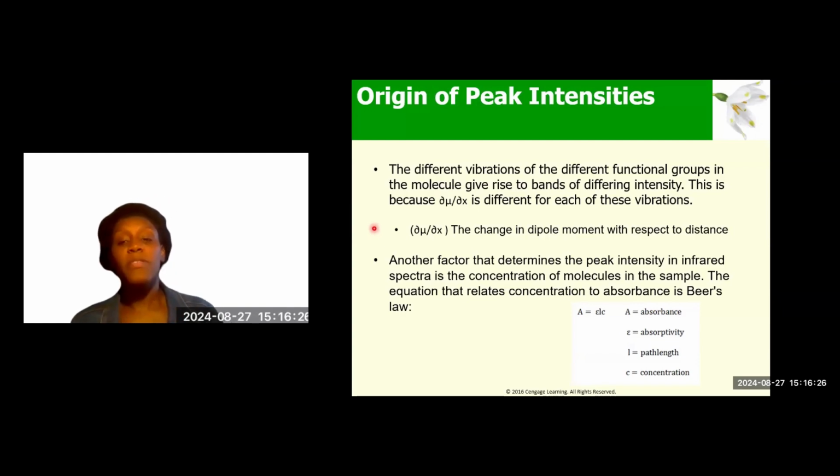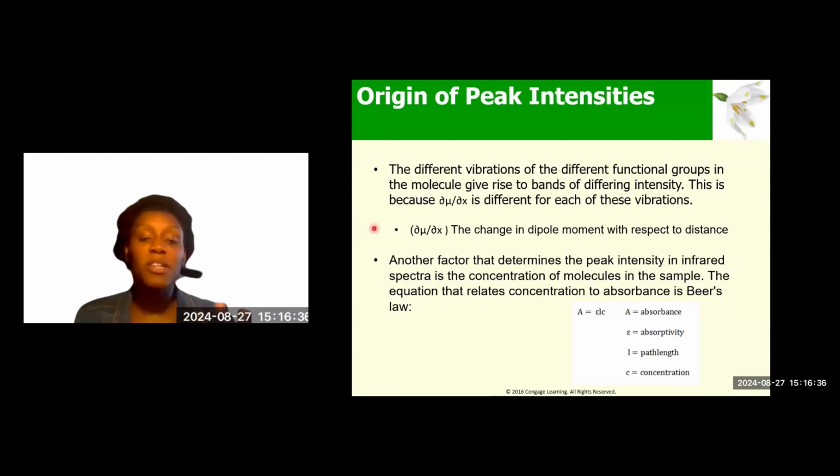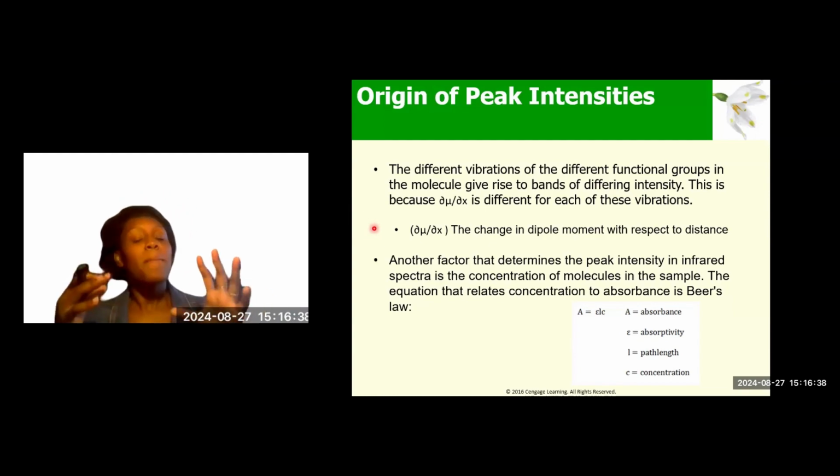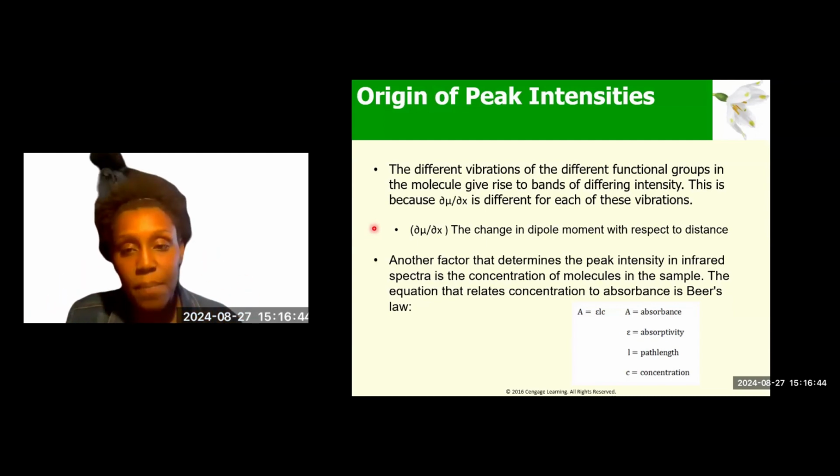All right, so this slide is talking about peak intensity. So we know that there's going to be peaks there, but how strong, how far down, and when you look at the spectrum, you're going to see what a spectrum looks like. How is peak intensity determined? What causes it?